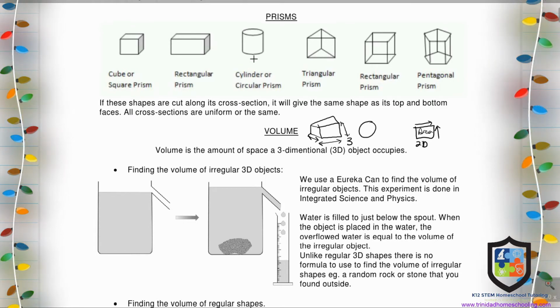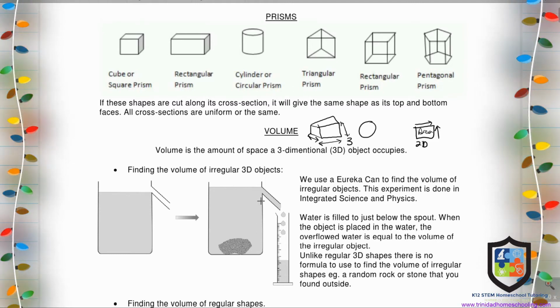It's also called a circular prism, and we'll look at the definition of a prism in a bit. We have a triangular prism, a rectangular prism, which is the same as this one. So we could draw it here as a solid, or we could draw it where we could see the hidden lines. And this one is a pentagonal prism.